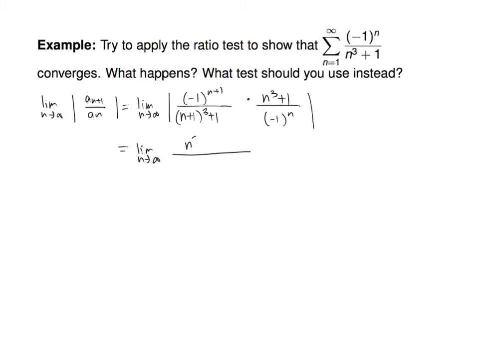In the numerator, we have n cubed plus 1. In the denominator, if you do n plus 1 multiplied by itself 3 times, or if your Algebra 2 teacher taught you Pascal's triangle, I know you learned this, you end up with n cubed plus 3n squared plus 3n plus 2.